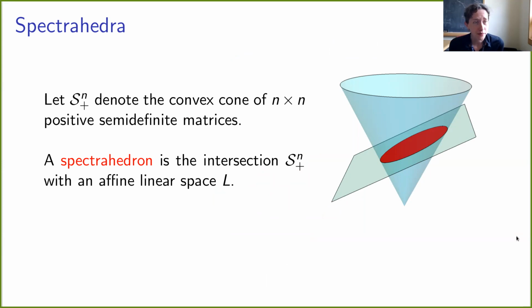So let's start off with just a definition. I'm going to start off with the convex cone of positive semidefinite matrices living inside of the real vector space of real symmetric matrices. So this is the set of matrices, all of whose eigenvalues are non-negative. And a spectrahedron is going to be the intersection of that cone with an affine linear space. Any set that you can get in this form. And that's going to be the main object of the day.